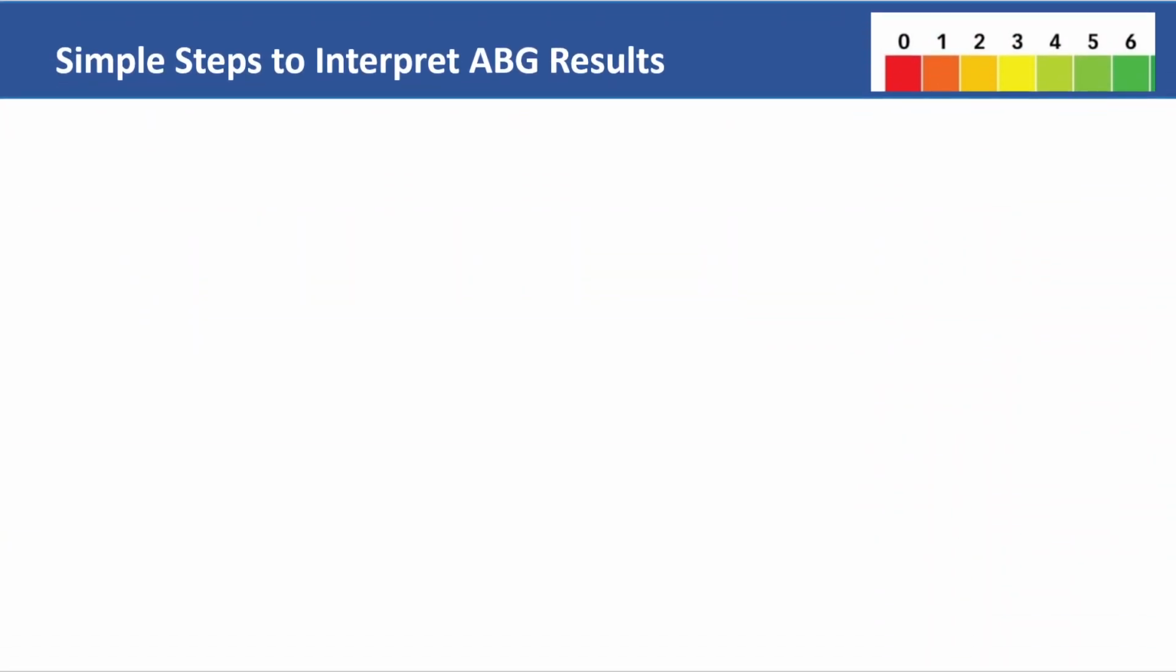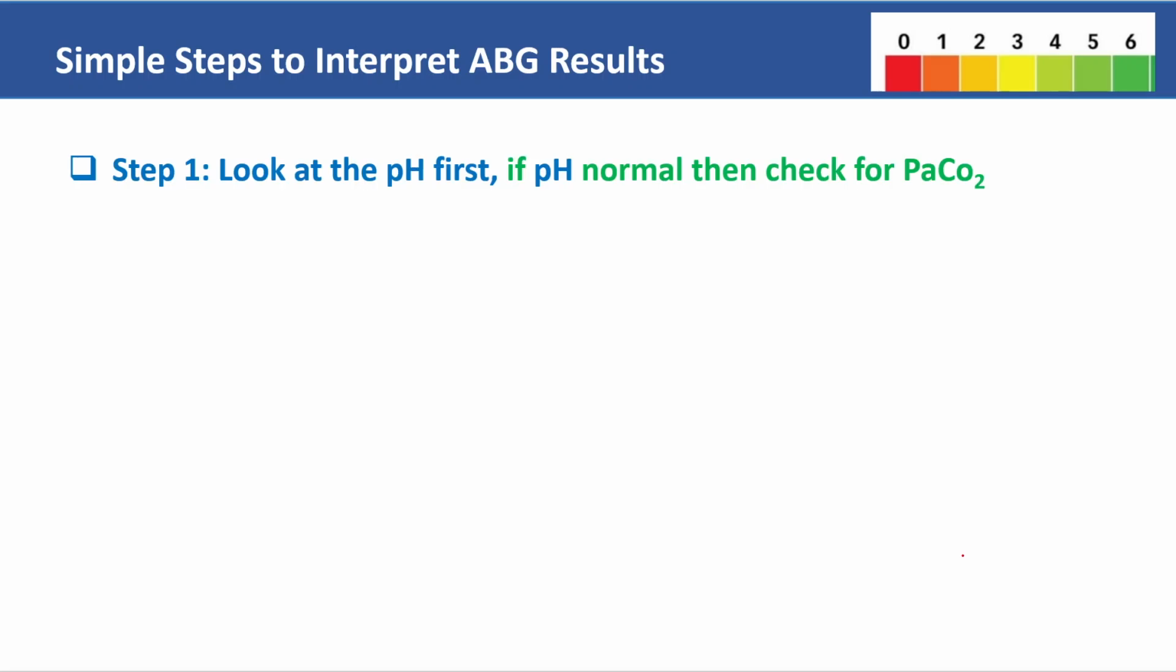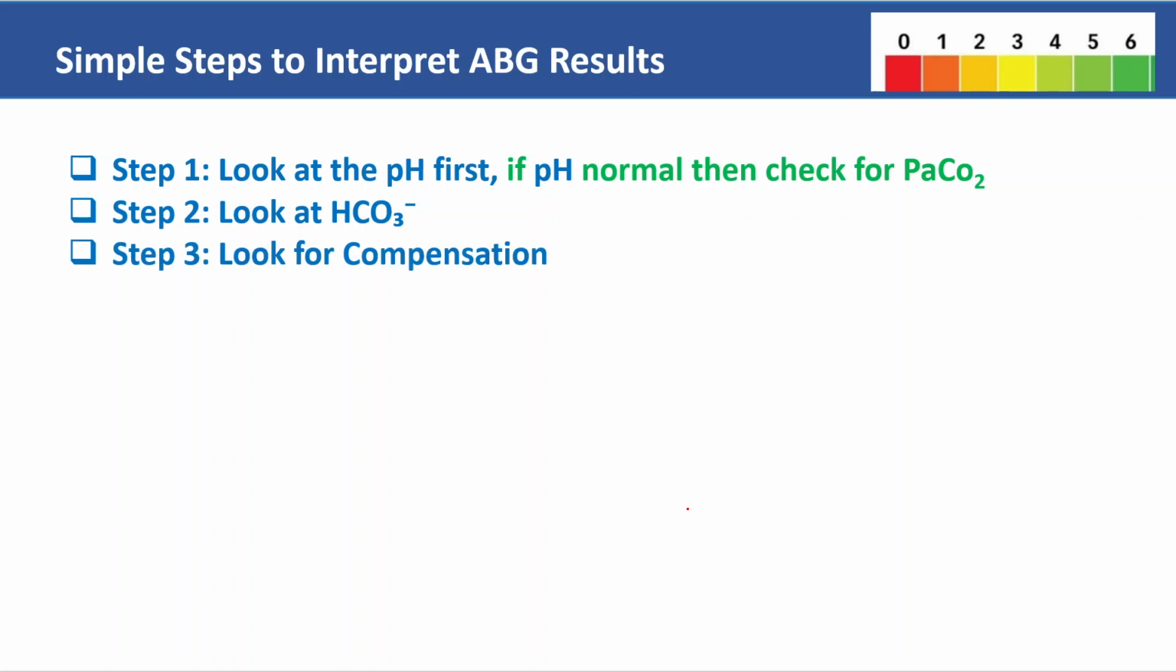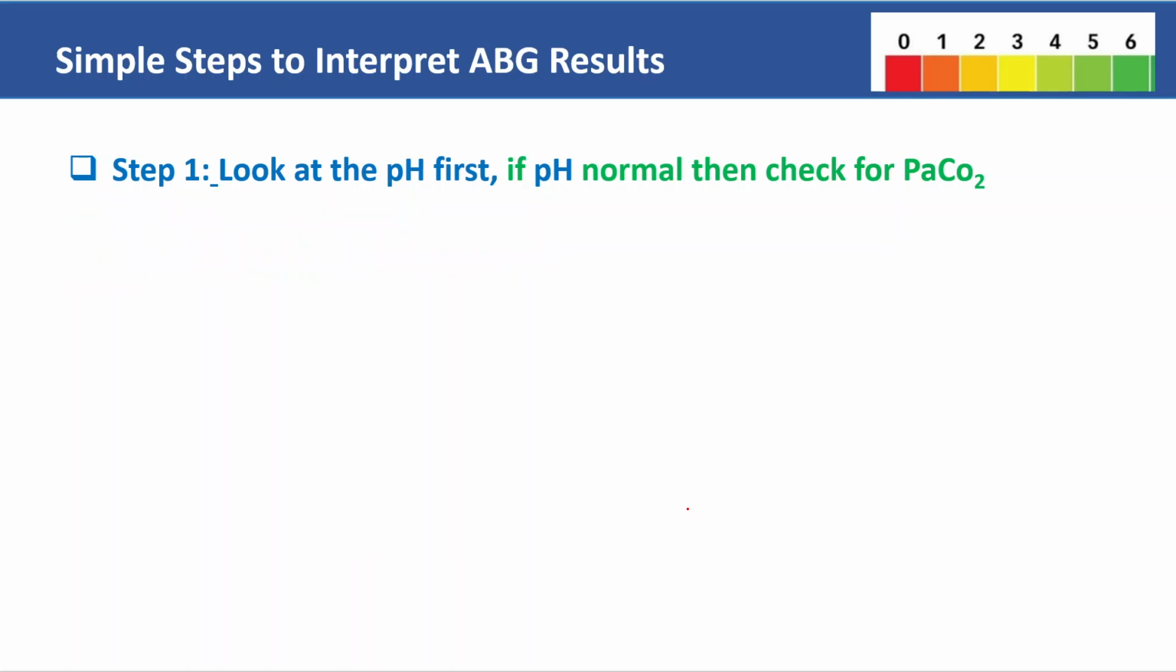Simple steps to interpret the ABG results. Number 1 is look at the pH first. If the pH is normal, then check for the PaCO2. Step 2 is look at the bicarbonate. And step 3, look for the compensation. So let me go step by step. Okay. Step 1 is look at the pH first.